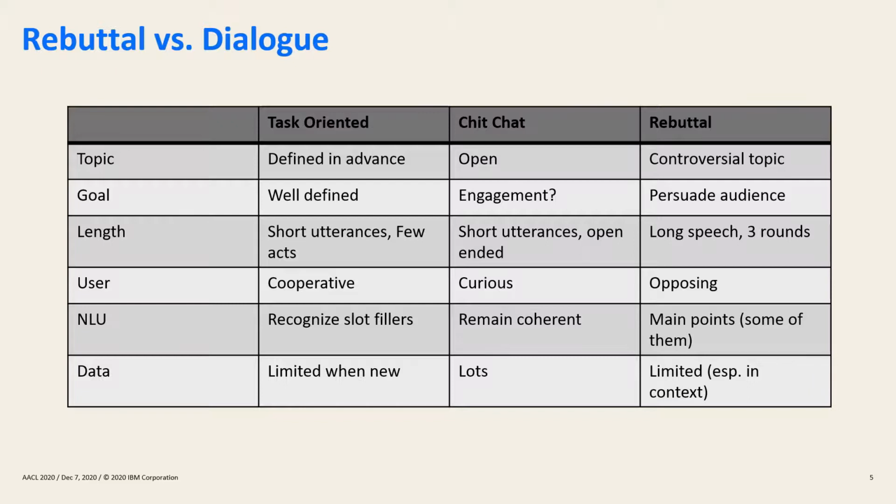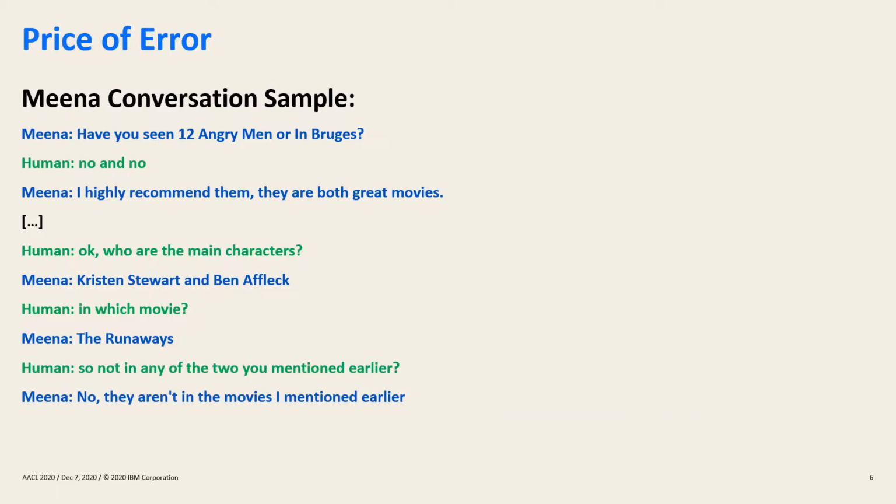speaker. As far as data goes, for training the system, for task-oriented systems, when it's a new system, a new task, usually data is limited, but it could depend on the task. For chit-chat, you potentially have lots of data, and for rebuttal, the data is very limited, especially if you're thinking of a specific context. And I've hinted at this in the previous slide.